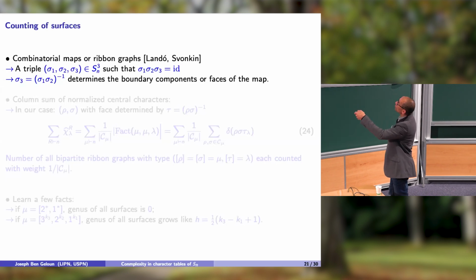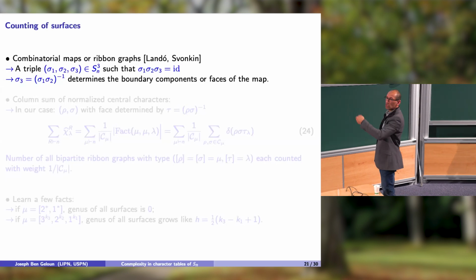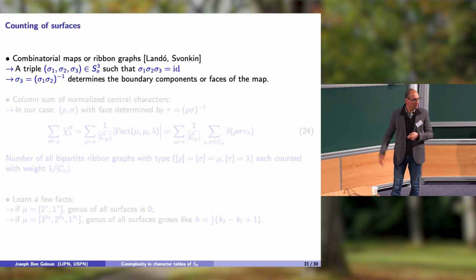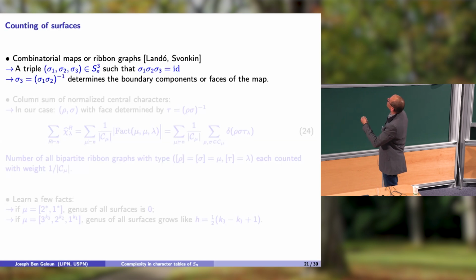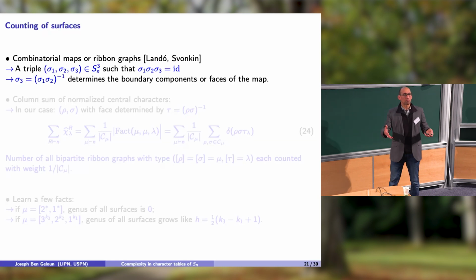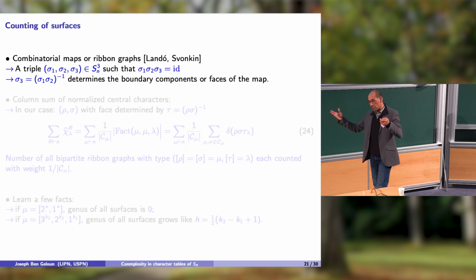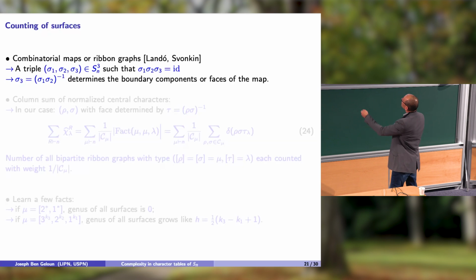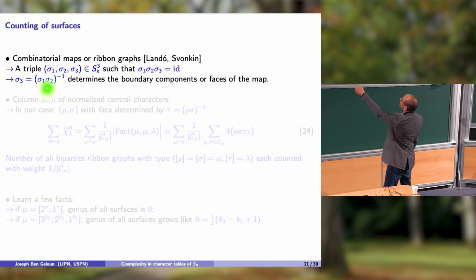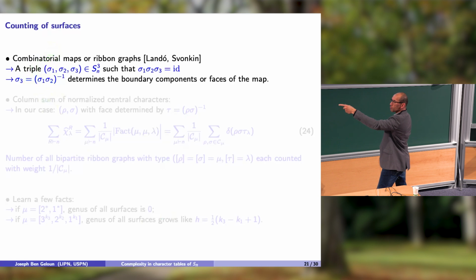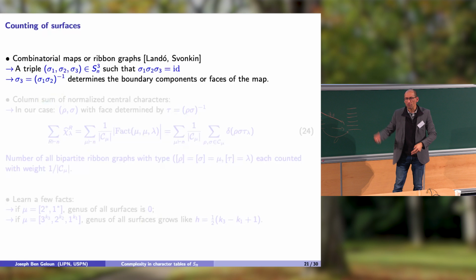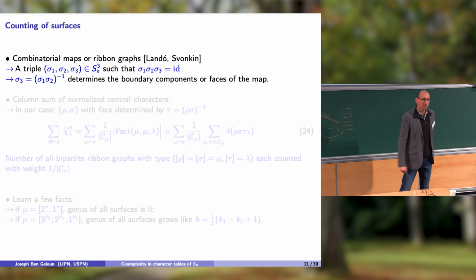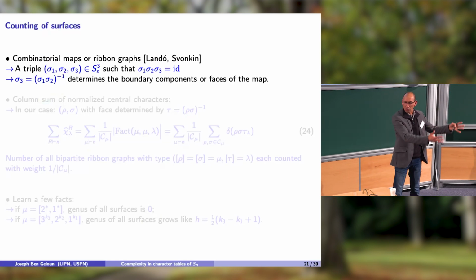So this is where, of course, a triple of permutations that multiplies to the identity. We know that, since in the book of Landau and Zvonkin, they are describing surfaces, okay? Bipartite maps, bipartite embedded graphs. So the cycles of the first permutation will describe the vertices of the first kind. The cycles of the second permutation will describe the vertices of the second kind.